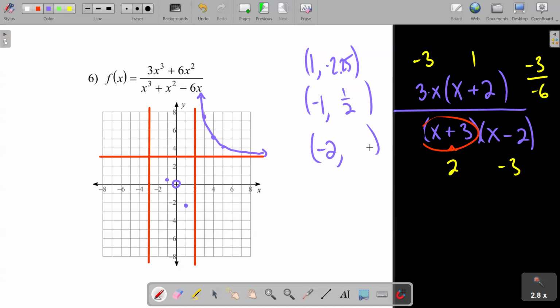So let's do -2, which is what you wanted to do from the very beginning. I know, sorry about that. But it was coming. I knew it was coming. So if we do -2, we're going to go 3 times -2 is -6. -2 plus 2 is 0.